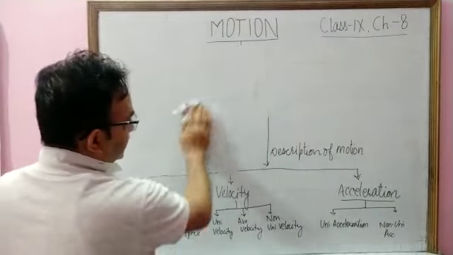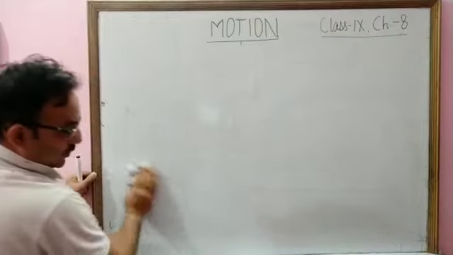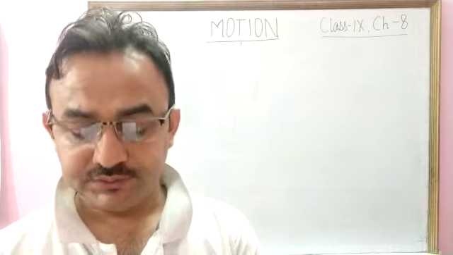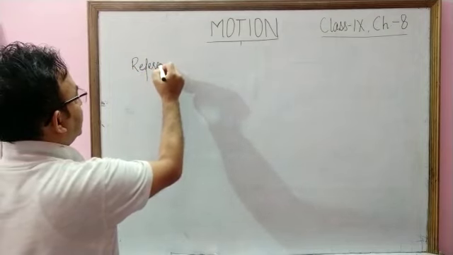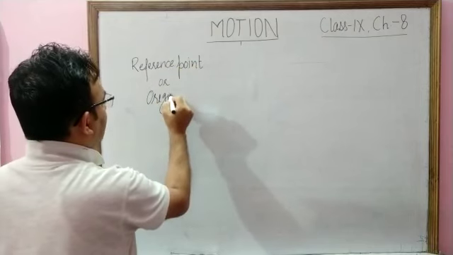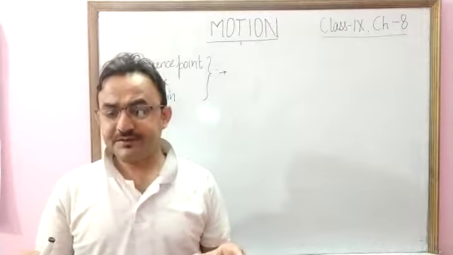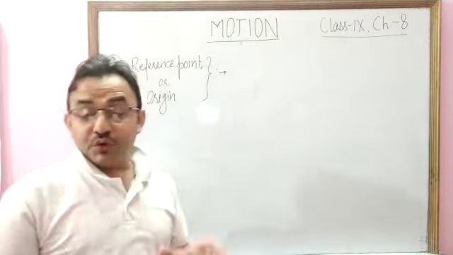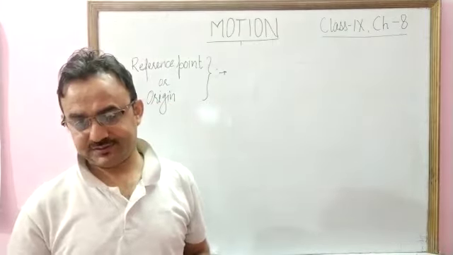the motion. Dear learners, before knowing the term motion, you should be aware of the term reference point, or origin. Reference point is the fixed point with respect to which we can specify or measure the position of an object with the passage of time.